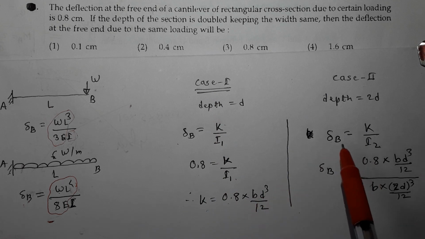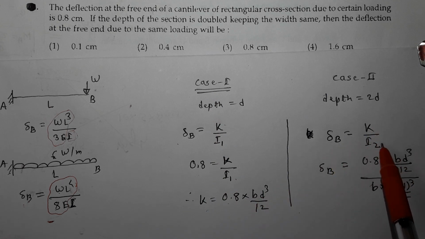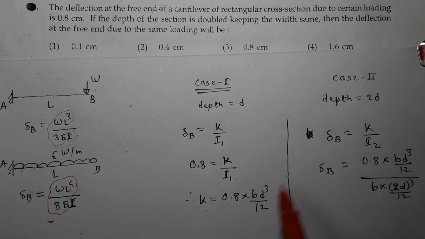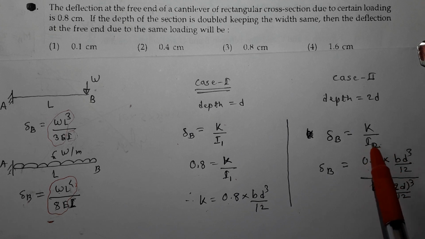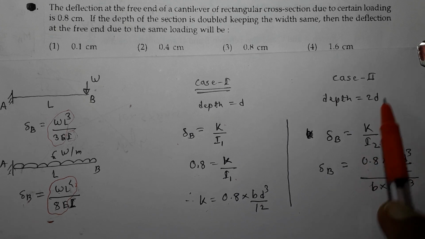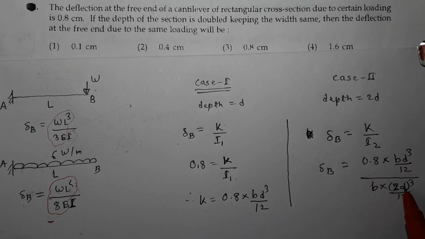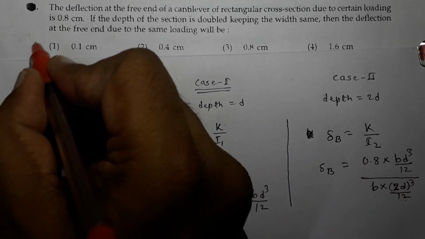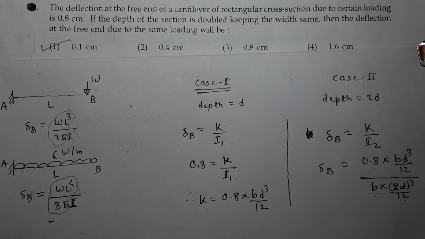Now, in the second case, delta B is K divided by I2. I am substituting the value of K from here. So 0.8 into BD cube divided by 12, divided by I2, that is the moment of inertia in the second case. It will be B into D cube, but D is 2D over here, so B into 2D cube divided by 12. Now B into D cube divided by 12 cancels, and 2 cube is there. 2 cube is 8. So 0.8 divided by 8 is 0.1. And that is why the correct option is option 1.